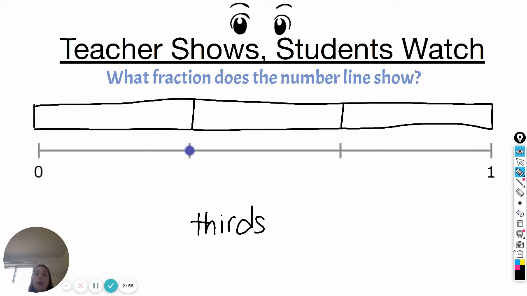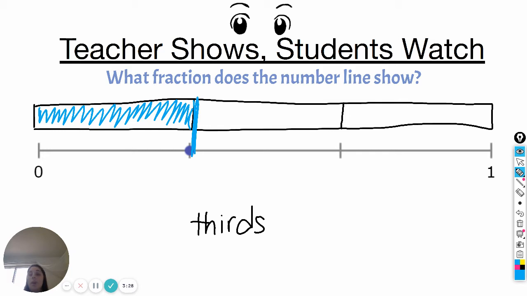All right, so now we need to figure out what fraction the number line shows. You can see the dot they have put right here on this first space. So on my number line, to represent the same thing, I'm going to shade my fraction strip all the way to where the dot is on the number line. Okay?